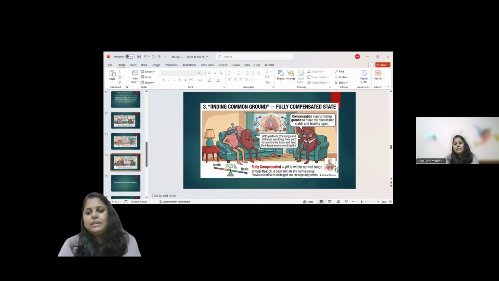Then fully compensated is a compensation where it's finding a common ground. So for example, both partners, the lungs and kidneys, are doing their part to balance the body and keep the internal environment healthy. They are trying to keep the pH within the normal range. So here the pH is back within the normal range. The previous conflict is managed, so they are happy and healthy, trying to keep the pH within the normal range. I hope it's clear to you.